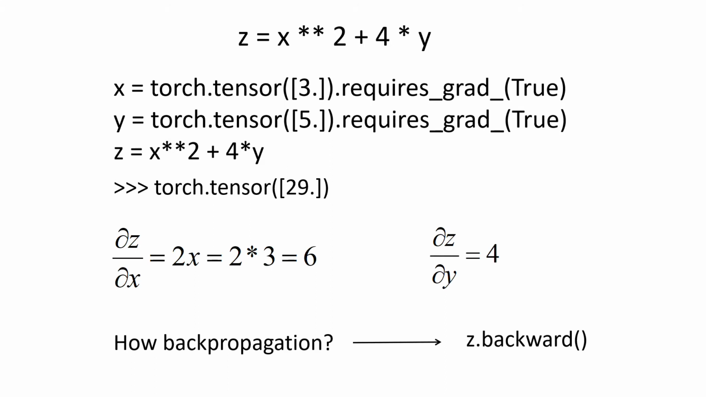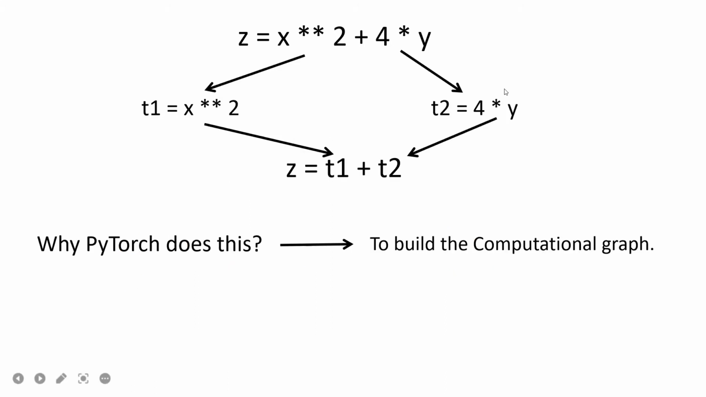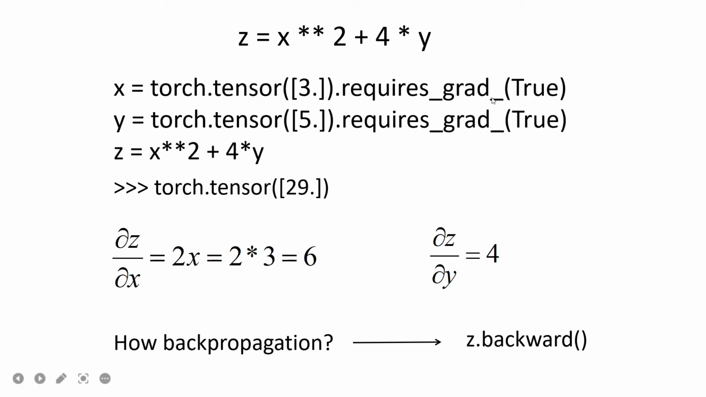So to do that, we use something called requires_grad. This parameter has to be set to true. I haven't made any change. I have just said, this x was there in the last slide.